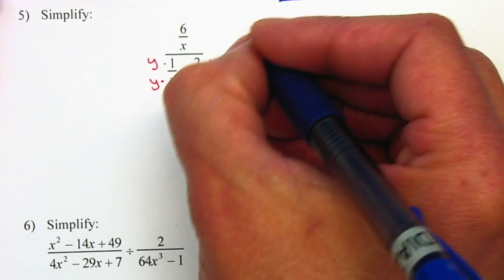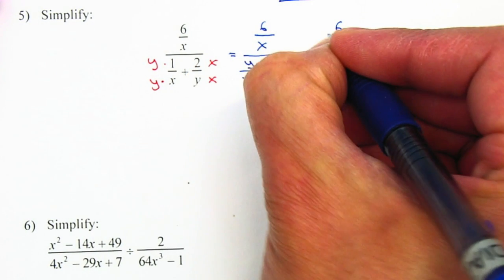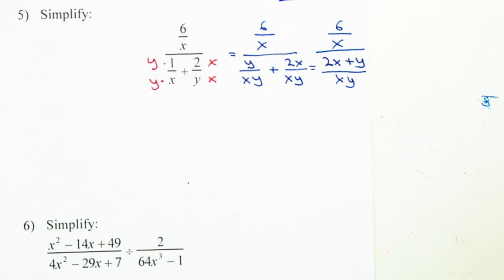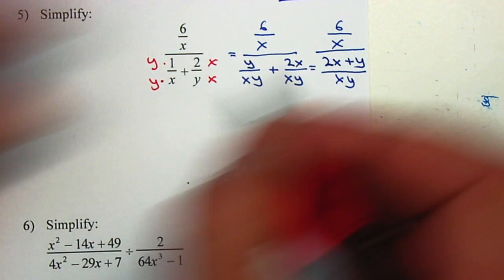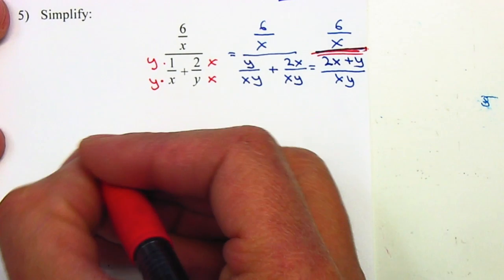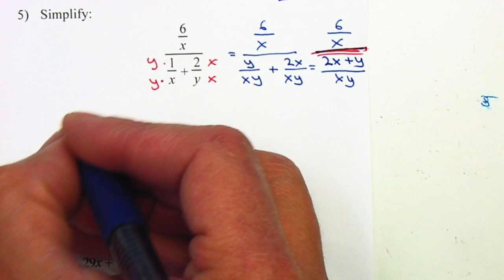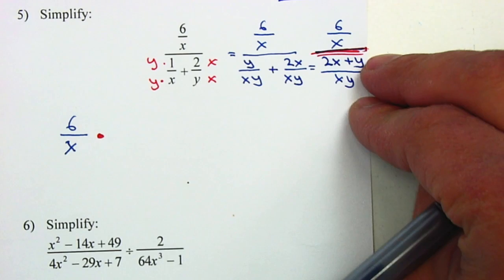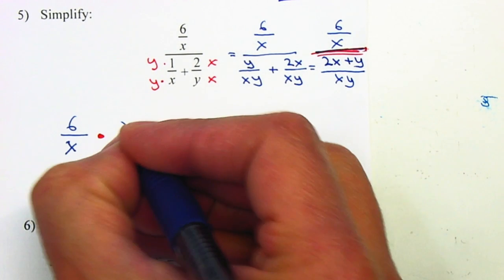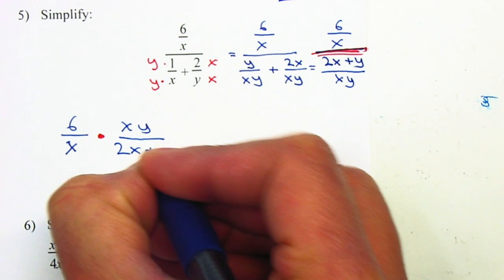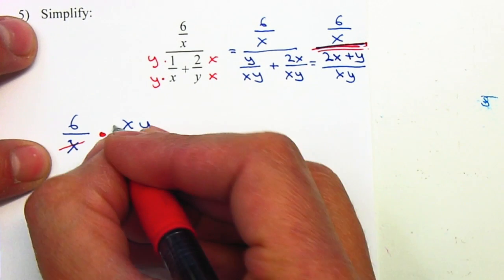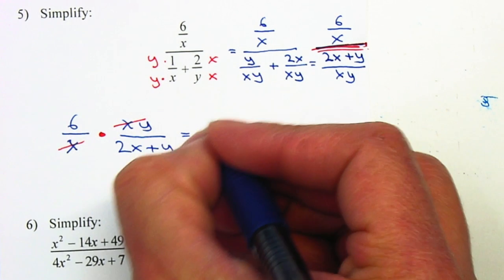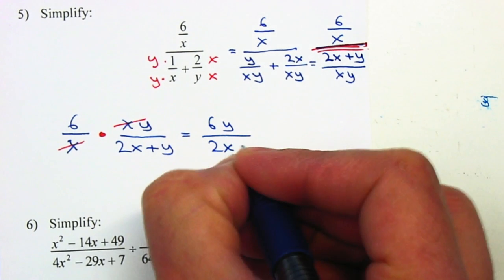Now on top, we have a 6 over x. Now I'm going to change my division to a multiplication by taking the reciprocal of the second fraction. I have to take the reciprocal of the denominator of the second fraction. It will be xy over 2x plus y. The x cancels. Therefore, I have 6y over 2x plus y.